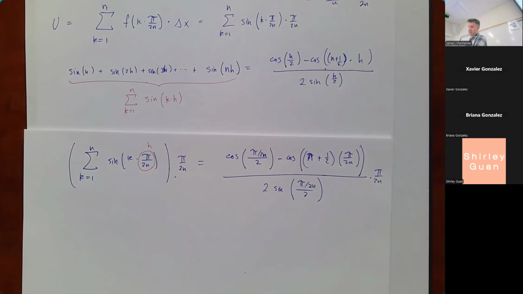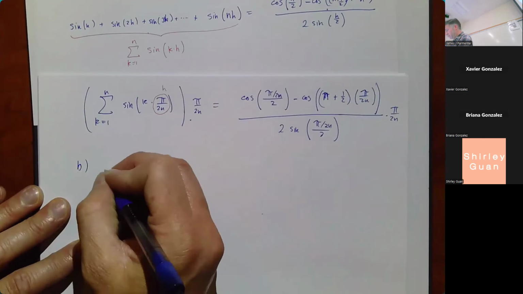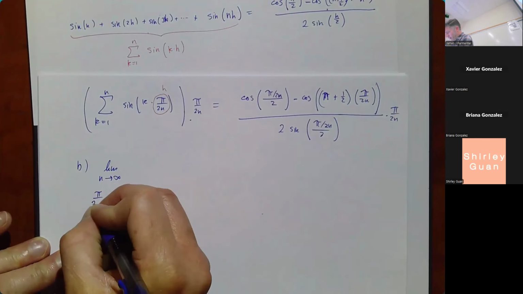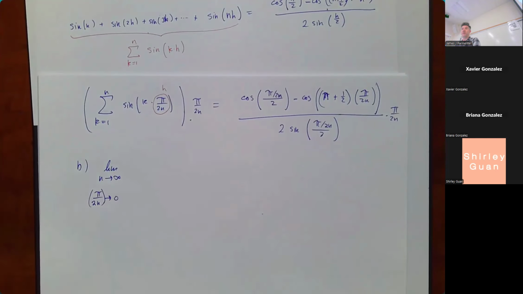And then part B just says take the limit as n goes to infinity. So part B, find the limit as n goes to infinity of all that, which he points out is also the limit as pi over 2n goes to 0. So if n's going to infinity, pi over 2n is going to 0.